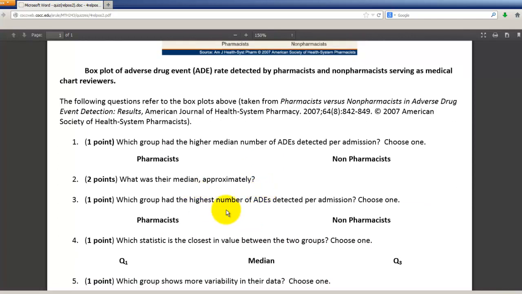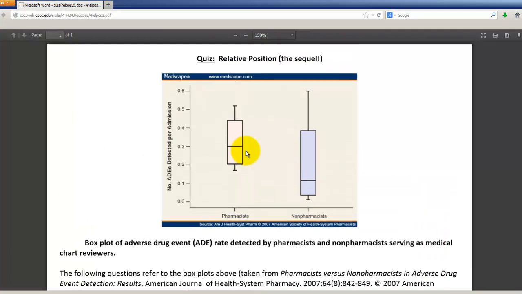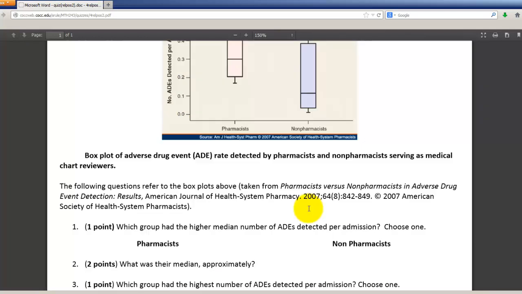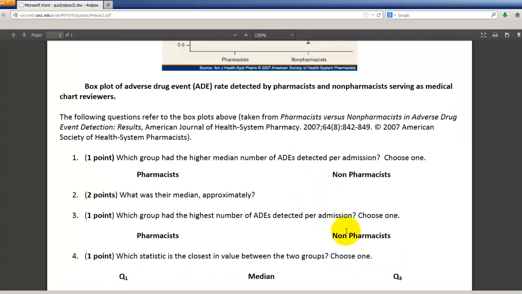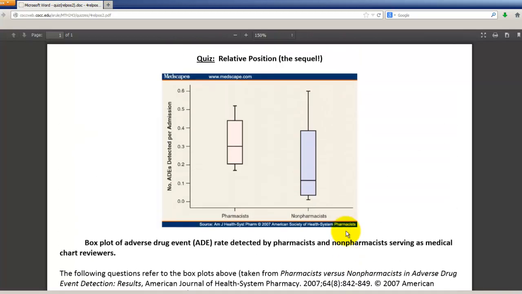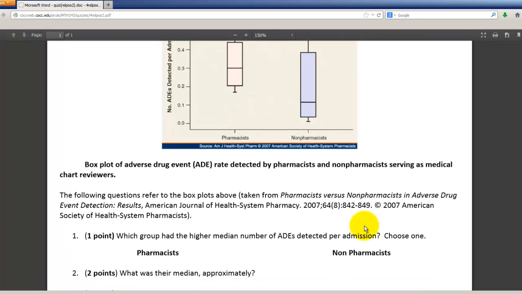Which group had the highest number of ADEs detected per admission? Choose one. Well, the highest number is going to be the furthest up the vertical scale here, and that's this guy right here, right up at about 0.6. So definitely the non-pharmacists. Don't confuse highest number of ADEs detected with highest median or highest usual number. Just the highest. The non-pharmacists had the highest. Whatever this number means, 0.6 is higher than 0.5.